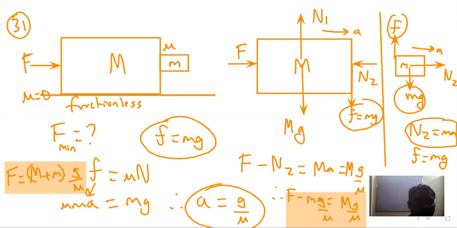So let us see question 35. In question 35, we have a wedge like this and another wedge on this.